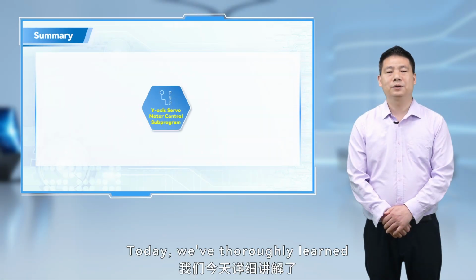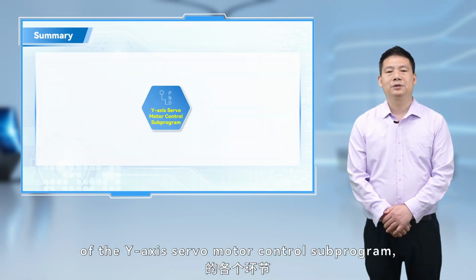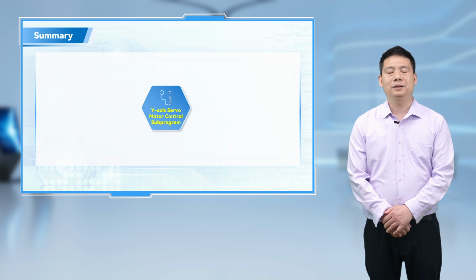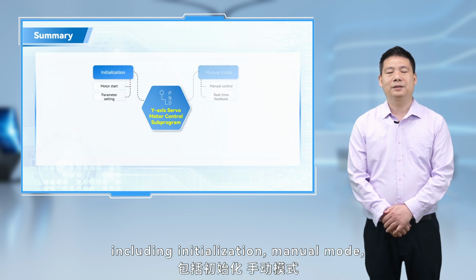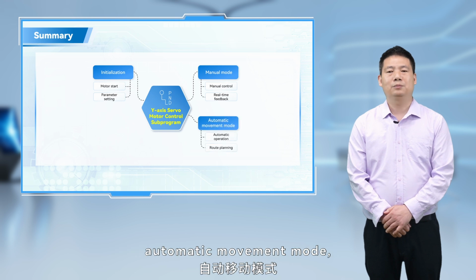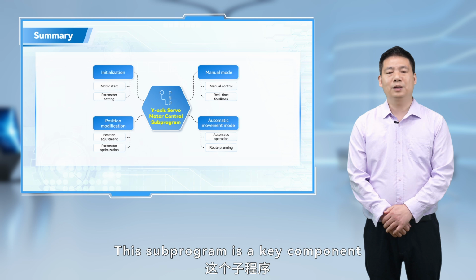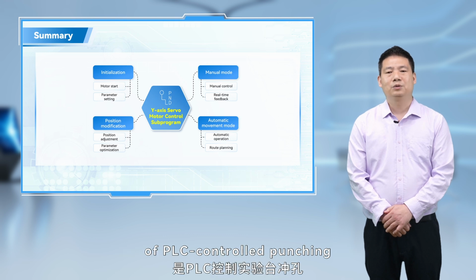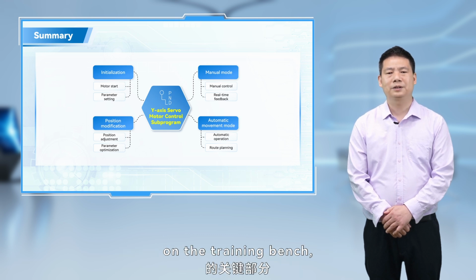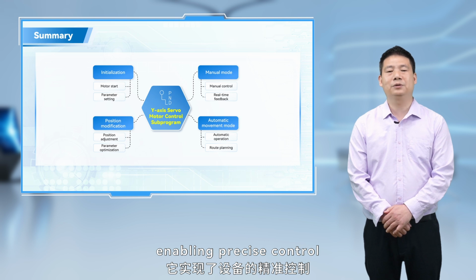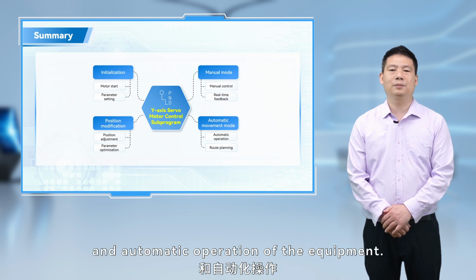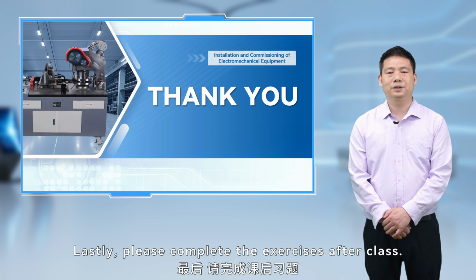Today, we've thoroughly learned each part of the Y-axis servo motor control subprogram, including initialization, manual mode, automatic movement mode, and position modification. This subprogram is a key component of PLC-controlled punching on the training bench, enabling precise control and automatic operation of the equipment. Lastly, please complete the exercises after class.